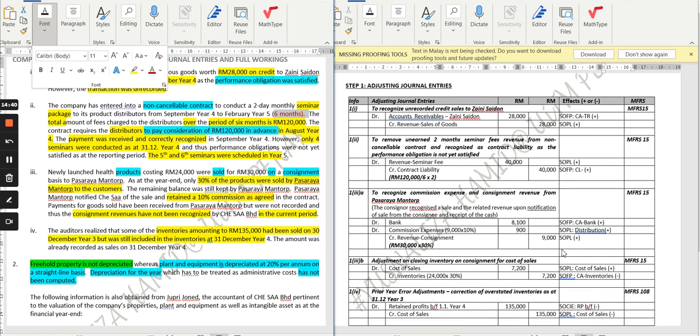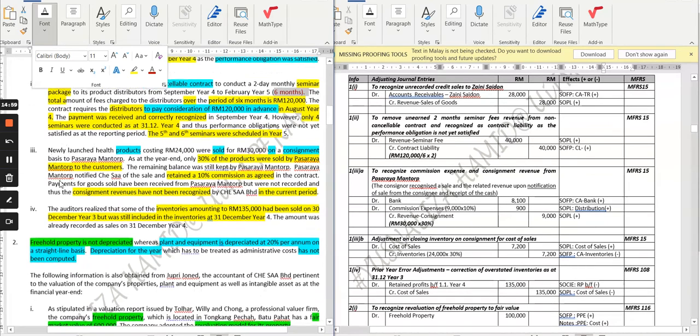The bank account should have been increased by 8,001 for the consignment revenues, which has not been debited, but you need to record it. So you debit the bank, and the revenue from consignment should be added to the revenue, 9,000. Okay. Next one is number 4.